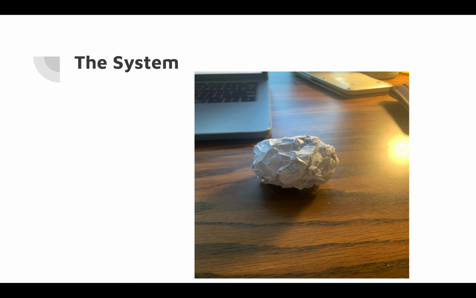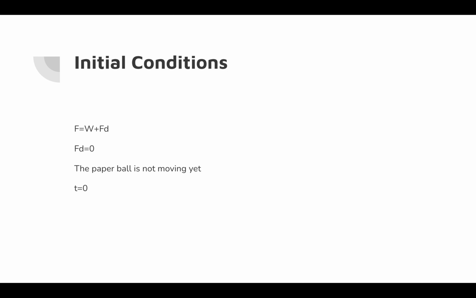So the system is the paper ball. The surroundings is everything around it: the carpet, the ruler, the wall, and so on. Initial conditions: drag force is initially equal to 0, so initially the force is just equal to W, which is just mg. The paper ball is not moving yet, and time is equal to 0.